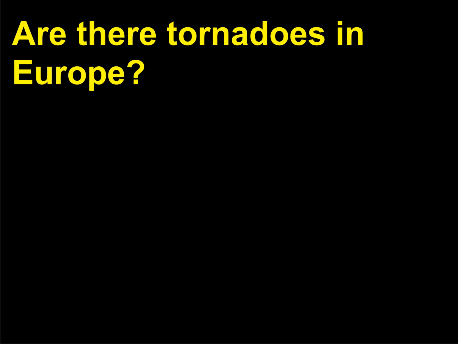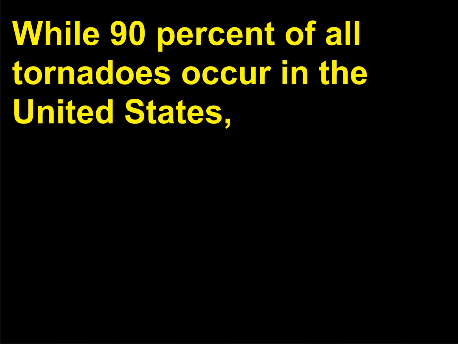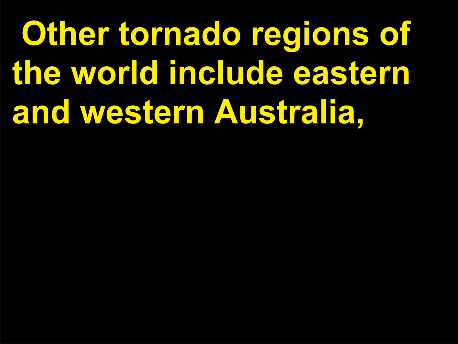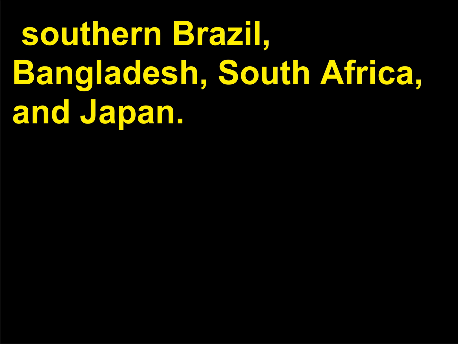Are there tornadoes in Europe? While 90% of all tornadoes occur in the United States, there are tornadoes in Europe, especially in western France. Other tornado regions of the world include eastern and western Australia, southern Brazil, Bangladesh, South Africa, and Japan.